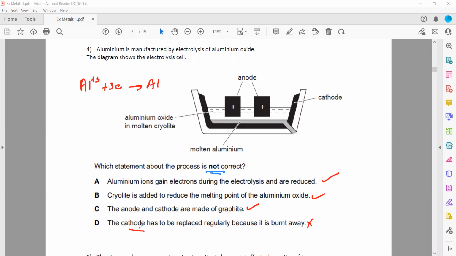Why does the anode have to be replaced regularly? Because the oxide ion reacts with the carbon, and as a result produces oxygen gas, and that oxygen gas reacts with the carbon to produce carbon dioxide. So the size of the anode with the passage of time starts to decrease. So the anode has to be replaced regularly, not the cathode.